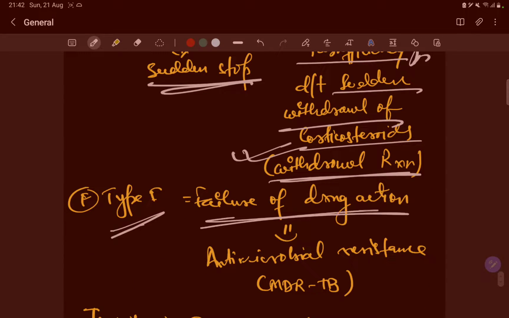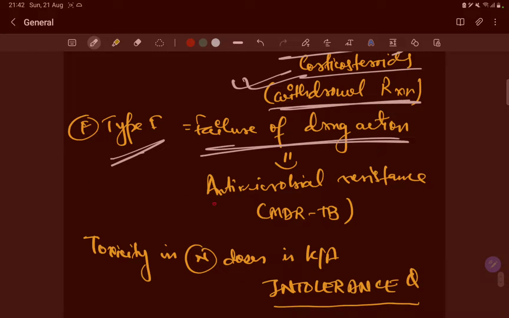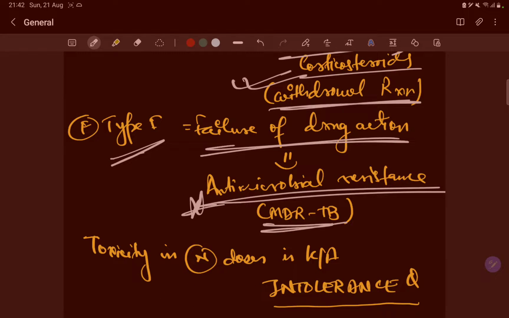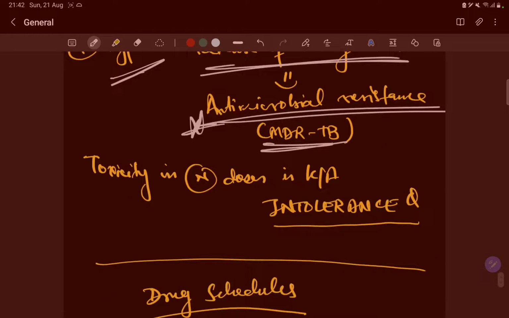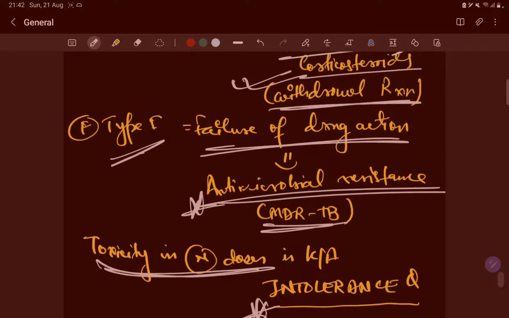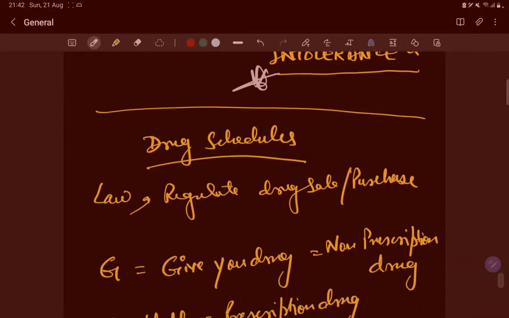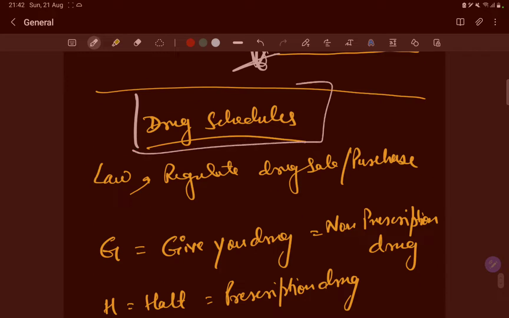Type F is the failure of drug action. Failure of drug action, that is the antimicrobial resistance in the MDR, multi drug resistance, TB. Okay. Now toxicity in the normal dose is known as intolerance. Now there is something called drug schedules.